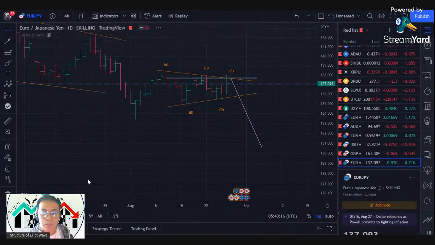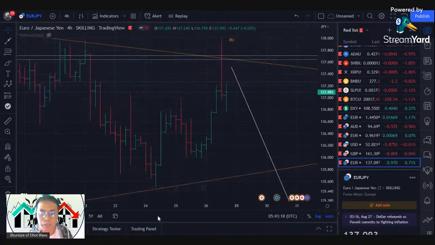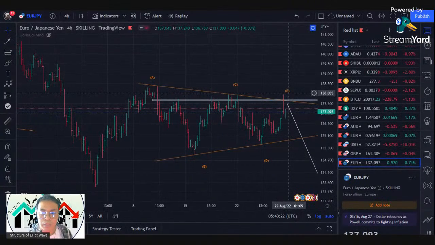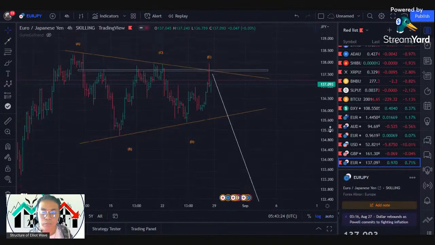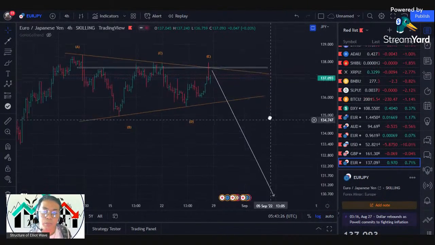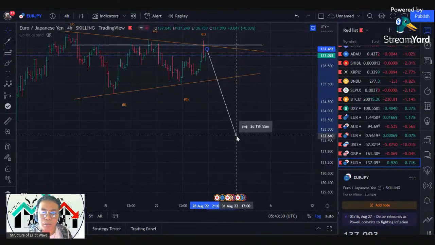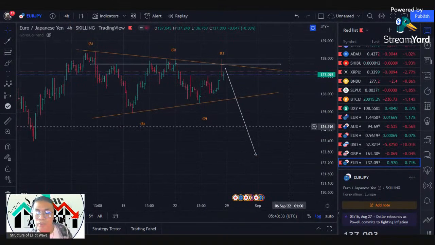Okay, let's look at the H1. Here you go. Oh, it already sold in the lower time frame. Sell confirmation in the lower time frame is already confirmed. So I'm going to sell maybe on Monday. So this is the only topic that I can talk about. This is our first topic, which is the structure and examples of Elliott Wave.